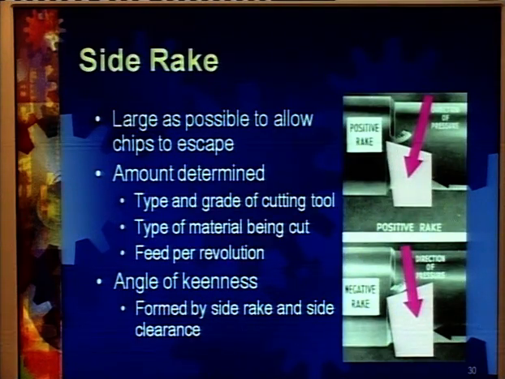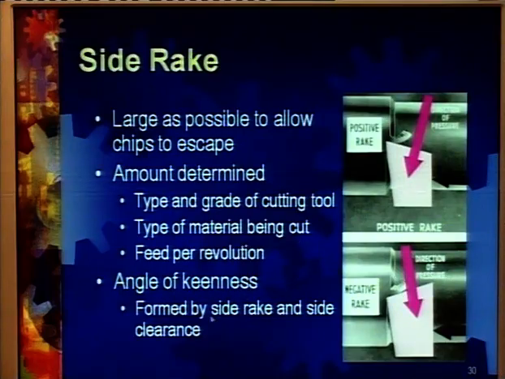which type of rake angle we have to give, depending upon the material which is to be machined. The feed per revolution is also important, because in case the feed is too much, then the rake angle has to be slightly lesser, because the cutting force coming onto the cutting edge will be much greater in that case.